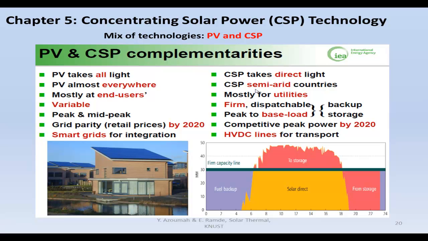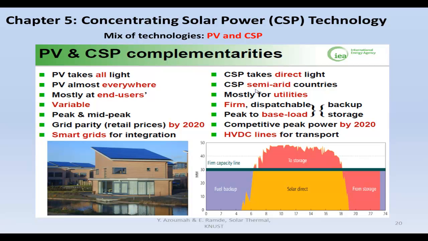And one weak point of photovoltaic is that it is very variable. But the strong point of CSP is that it is dispatchable, because we can store it and can make backup, etc. We can store it in thermal form. It is easier and cheaper than storing electricity in batteries, okay, and etc.